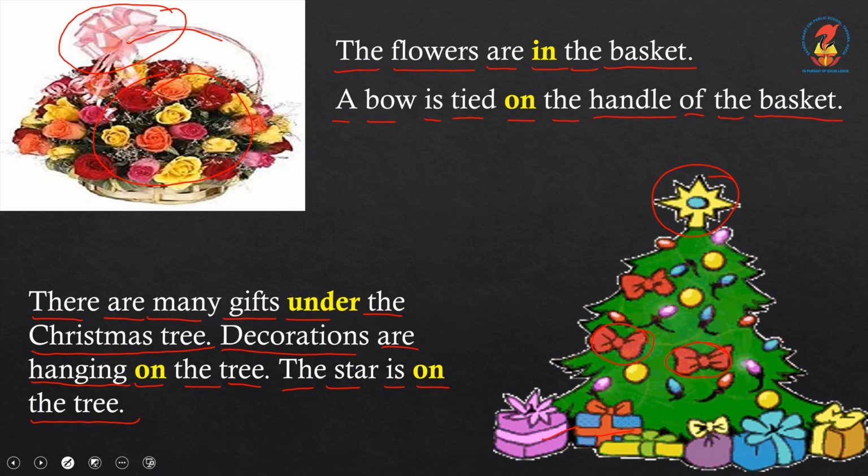So, here we have a few examples. Flowers are in the basket. Bow is on the handle. Then next, decorations are hanging on the tree. Star is on the tree. And the last one, we have gifts under the tree. Gifts are kept under the tree.